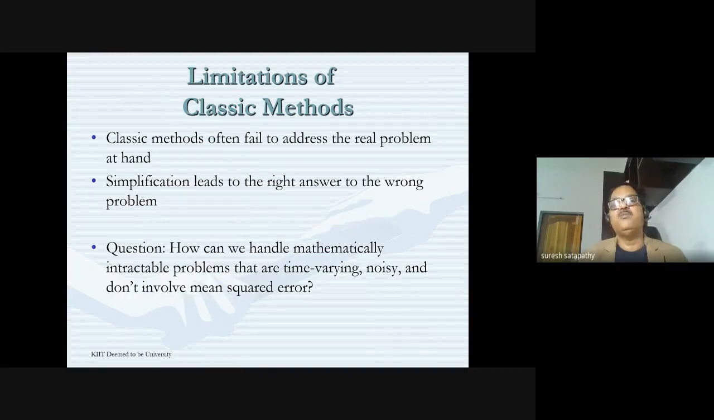There are some problems with the classical methods, because sometimes they fail to address the real-world problem at hand. At other times, we make a lot of assumptions initially, and when you assume a lot of things, you may get the right answer, but for the wrong problem, because we do a lot of oversimplification in our classical mathematics. So the question is, how can we handle mathematically intractable problems that are time varying, noisy, and don't involve a mean square error? The error is not decreasing in terms of the minus dy by dx gradient method.